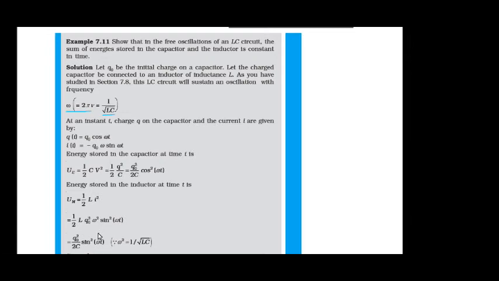Just put omega square is equal to 1 by LC, and simplifying we get this value: q naught square by 2C sine square omega t.